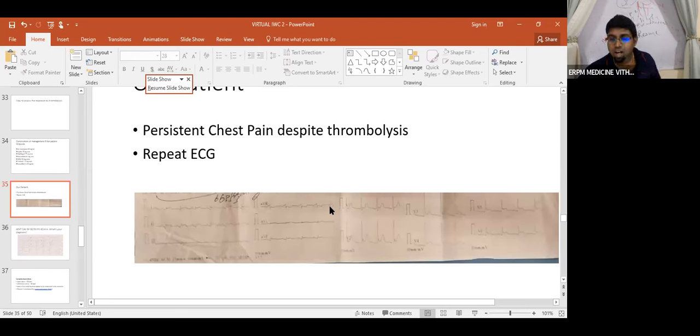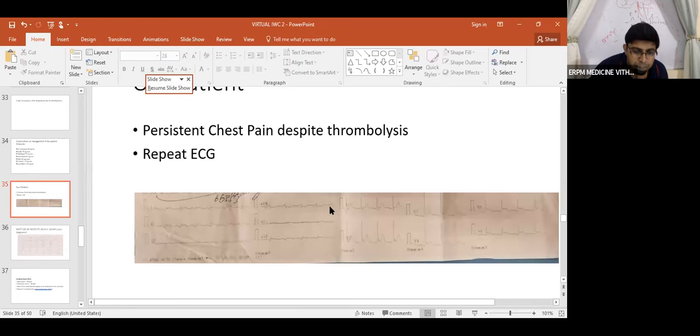Right, look here. Our patient's chest pain persisted. We have given tenecteplase. So what is your worry? Whether the thrombolysis has failed. Yes or no?